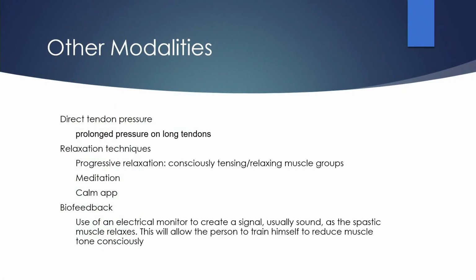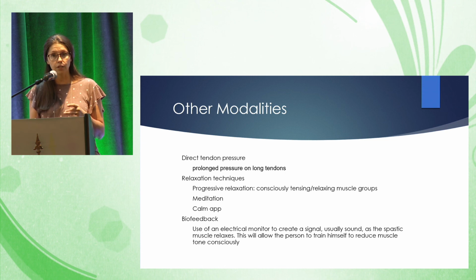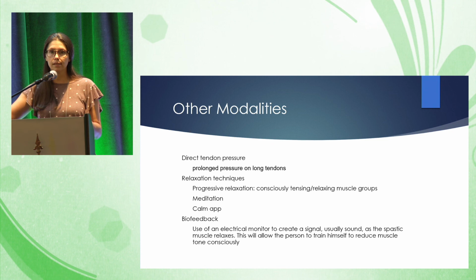These are other modalities that are used a little bit less frequently. There can be prolonged pressure on long tendons that can reduce the overstimulation and help with relaxation and stretch. This can be done through the stretching program and taught by therapists. Relaxation techniques: you can consciously try to contract your spastic muscle and then consciously relax it. Through repeating that over and over, it should help with the relaxation of the muscle.